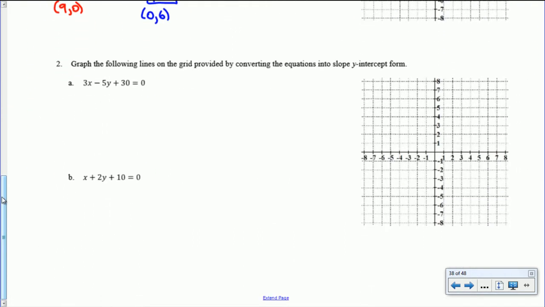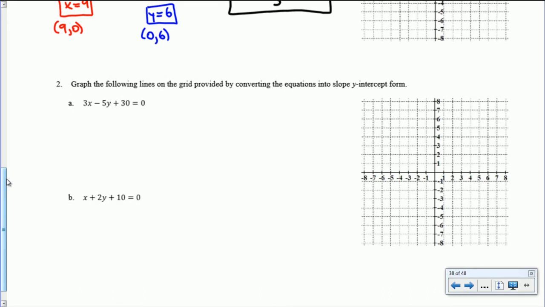Okay, next question. Graph the following lines on the grid provided by converting the equations into slope y-intercept form. So obviously if you're feeling comfortable with this, feel free to pause or skip ahead. Try it out on your own.